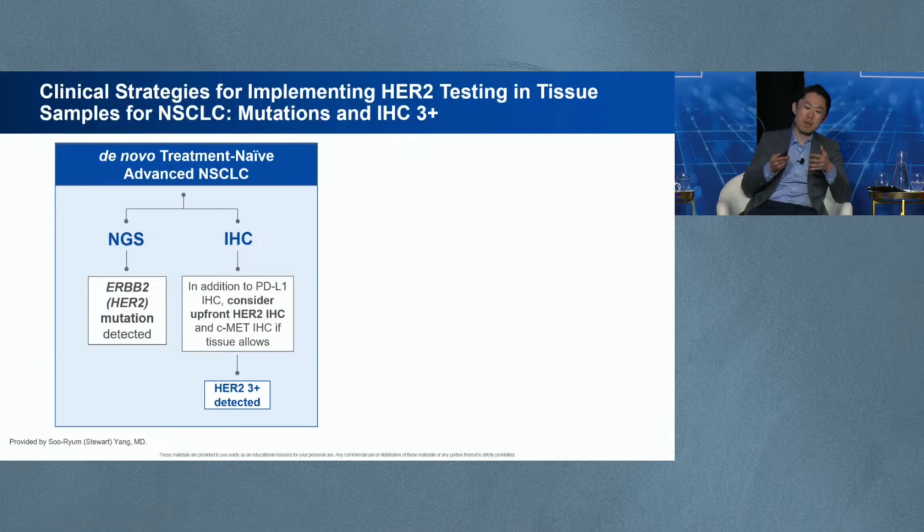And so for this patient, I would actually recommend doing NGS, right, to look for the ERBB2 mutations, as well as IHC, obviously to look for PD-L1, but also to look for HER2, as well as cMET if tissue allows.